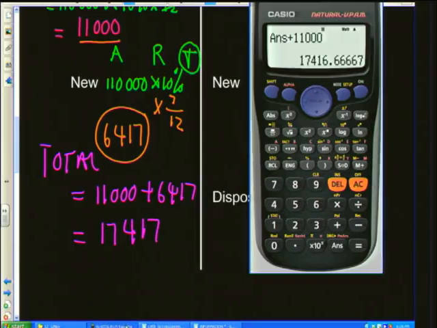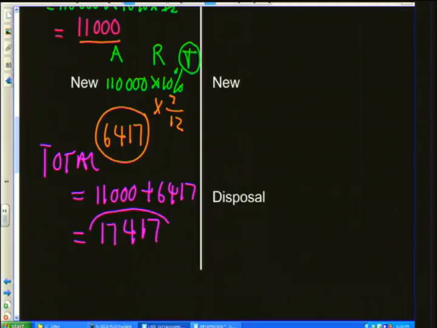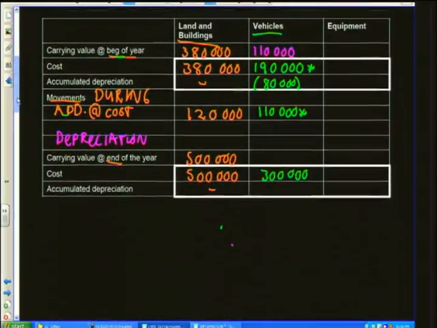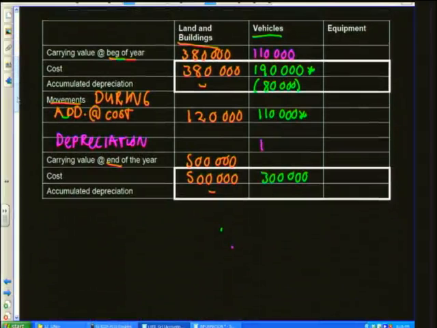Yeah, there we go. Right, guys, so depreciation calculated on vehicles. Let's take this amount through to our asset disposal note. My total depreciation that I've written off is an amount of 17,417. And remember, guys, depreciation decreases the value of your asset, so that must be in brackets.